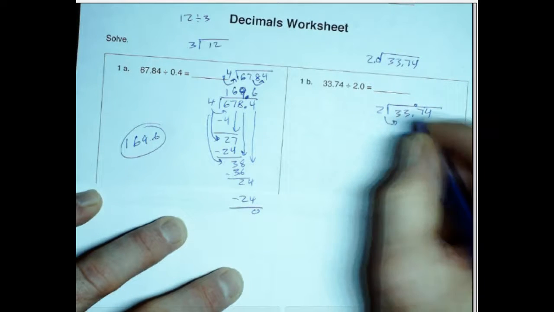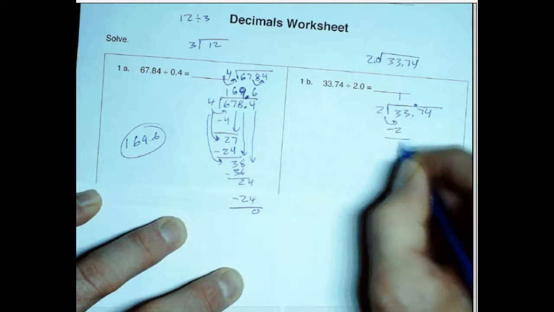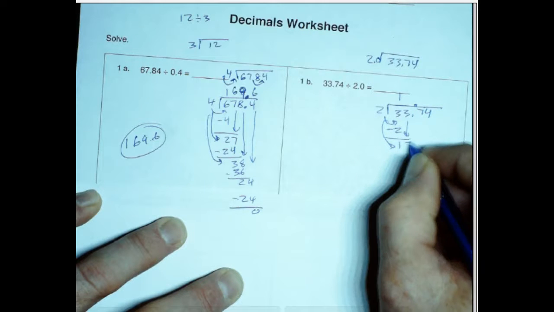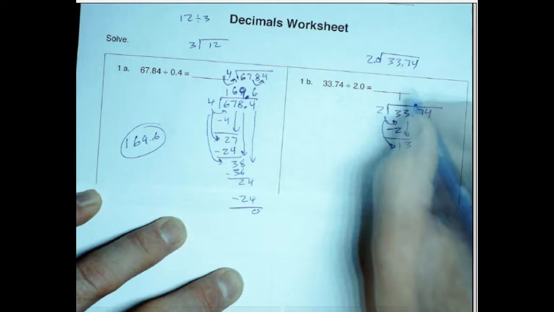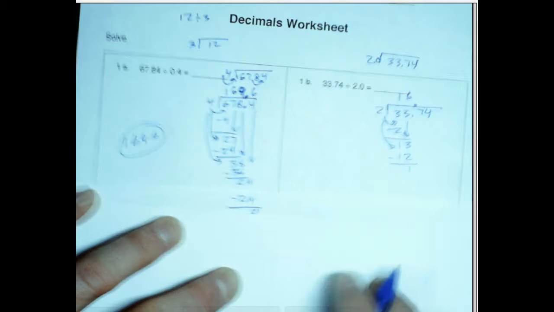Does 2 go into 3? Yes, it goes in there one time. I can subtract out. 3 minus 2 is 1. I can bring that down. 2 does not go into 1, but 2 will go into 13. It'll go in there 6 times. So 6 times 2 is 12. I can subtract that out. I've got a remainder of 1.